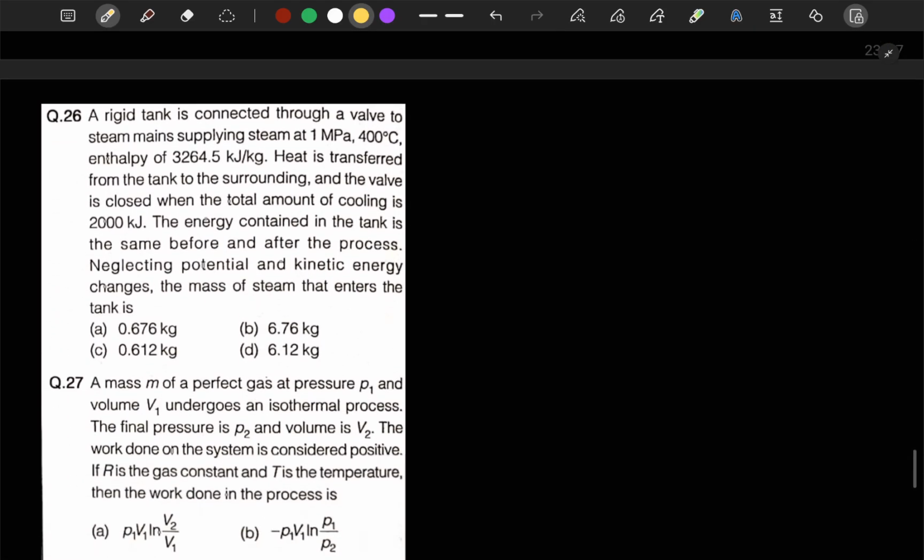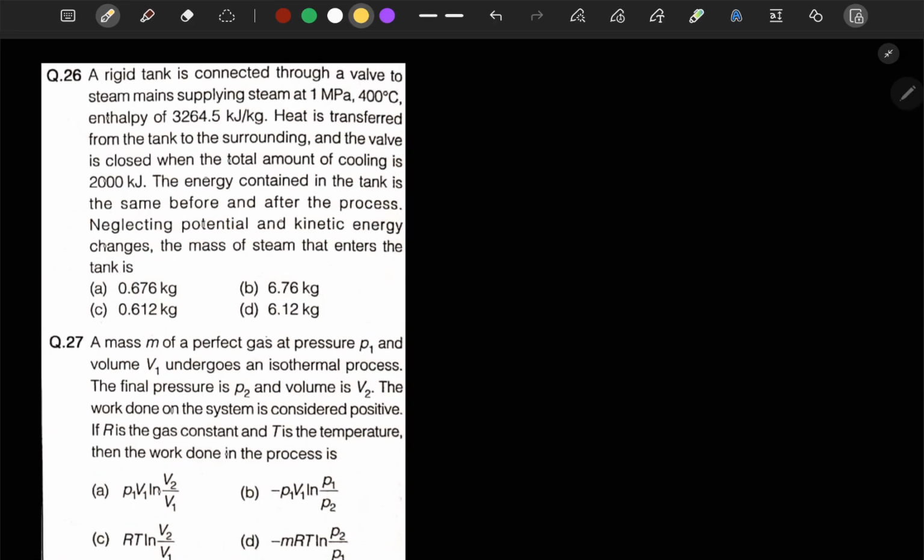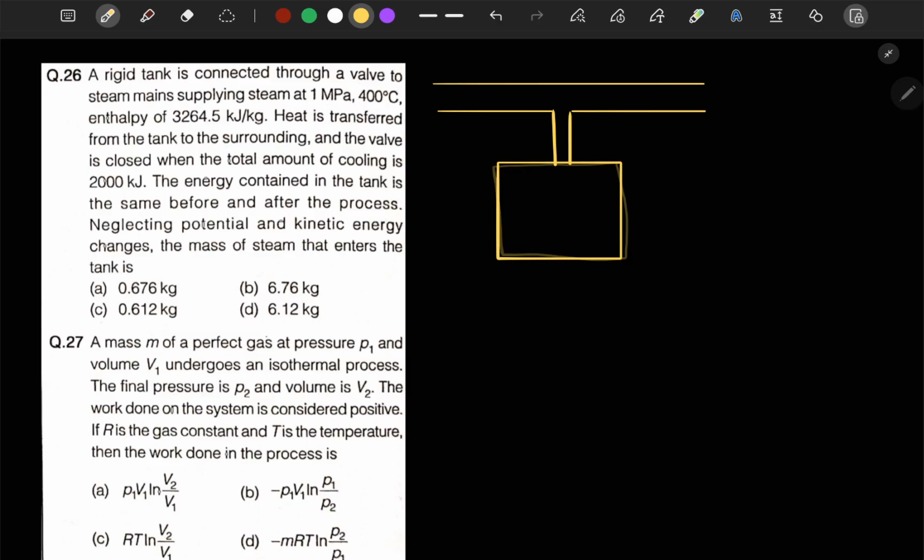So we will be moving to the next question now. Let's proceed with the question. A rigid tank is connected through a valve to a steam main supply. Let's say this is the main supply. Now we have taken a connection from there and we have supplied this connection to a rigid tank. Since it is a rigid tank, its volume will be constant. Let's make something clear: for a rigid tank, volume is equal to constant.